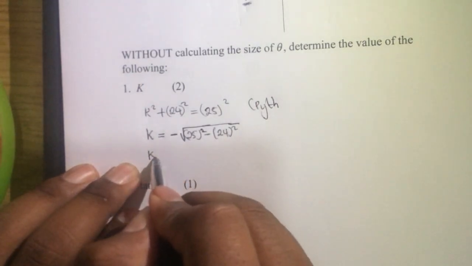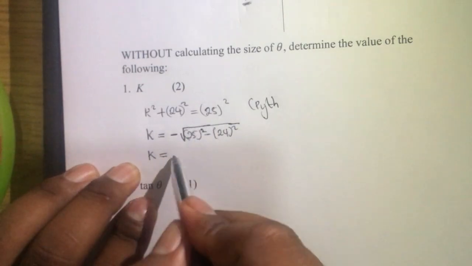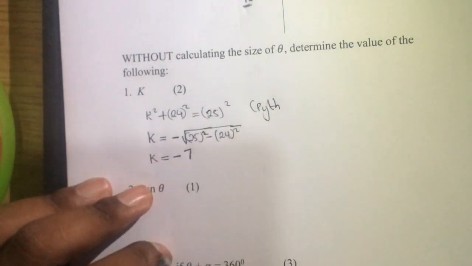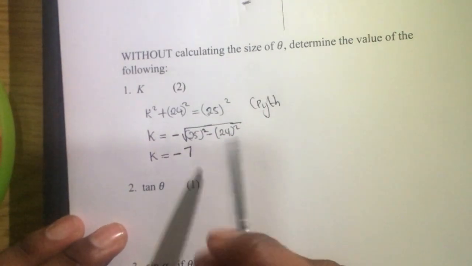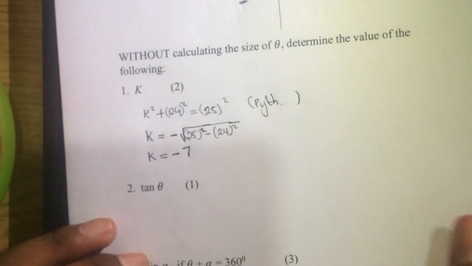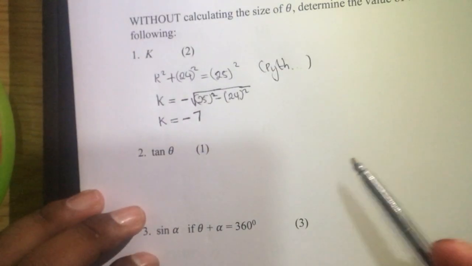So then you just put that in your calculator, and what is the value there? The value there is minus 7. We get minus 7. So we have found K. Now let's look at the following questions.